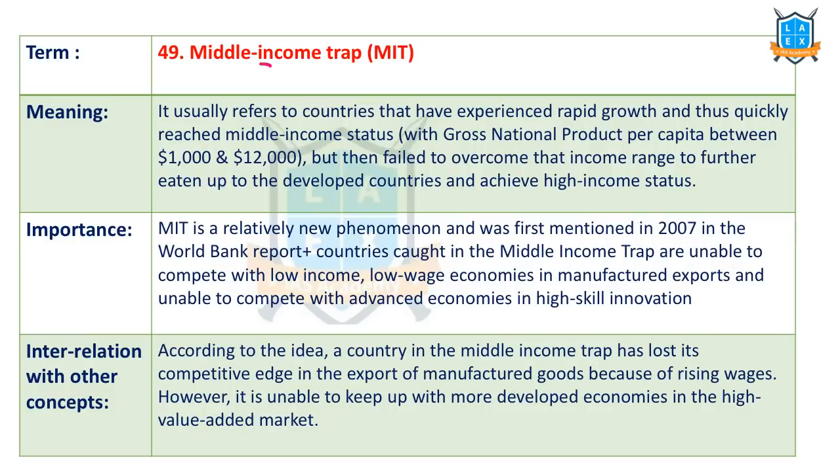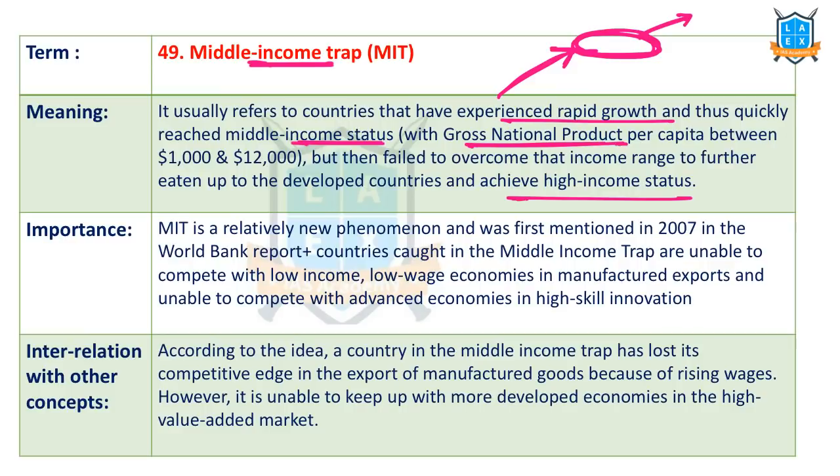The next important term is the middle income trap. What is this middle income trap? A country rapidly grows to a certain level. After reaching lower or upper middle income status, it is unable to move to further stages. That condition is called the middle income trap. Read the statement here. It refers to countries that have experienced rapid growth and quickly reached middle income status. Middle income status is defined by the World Bank with gross national product per capita. So they are unable to achieve the higher status.